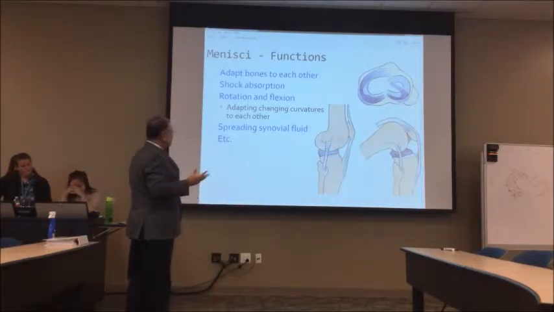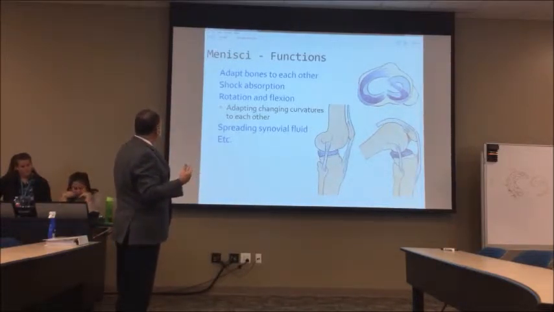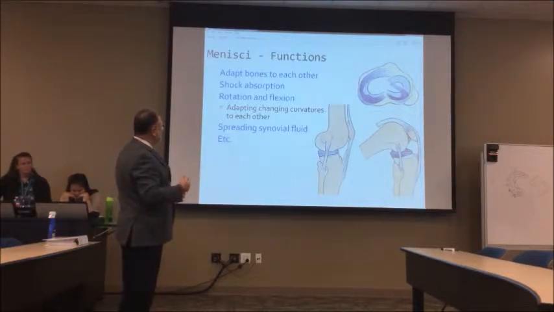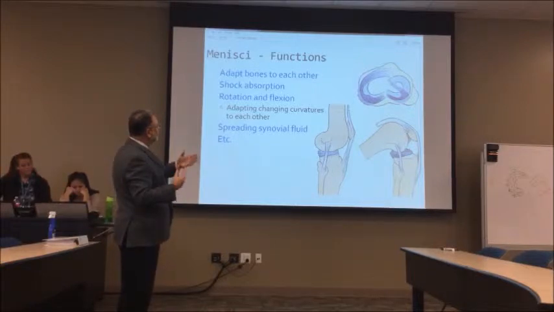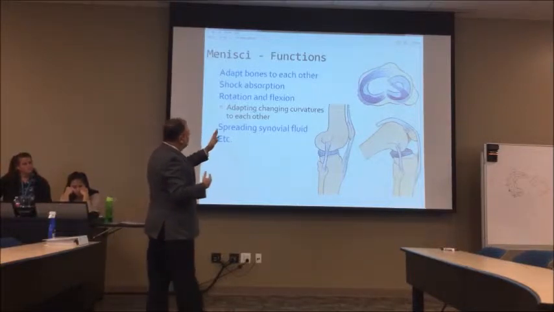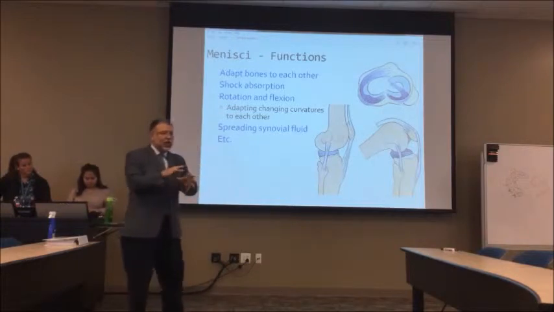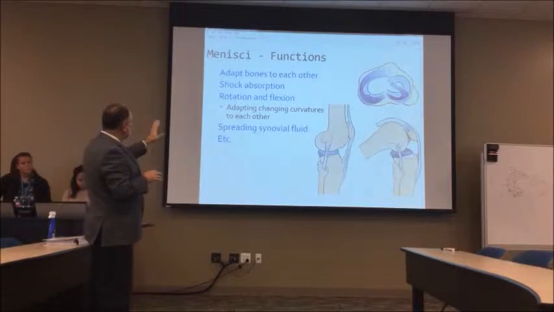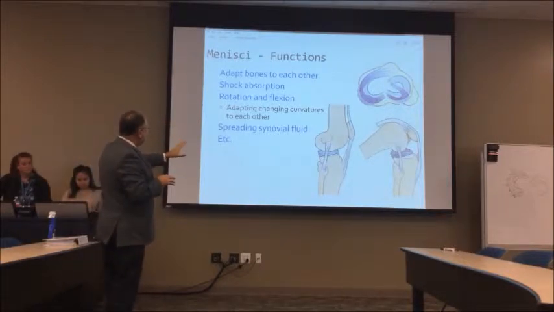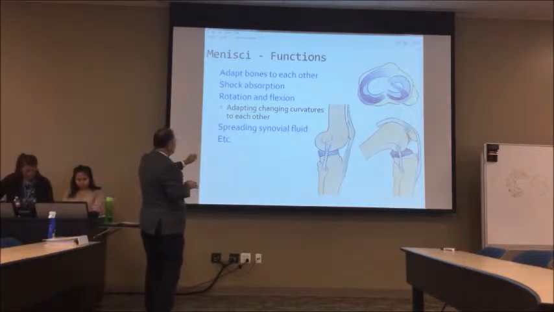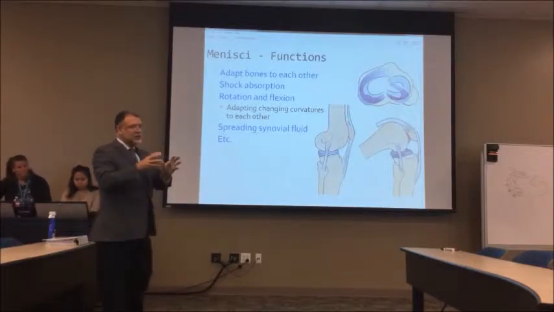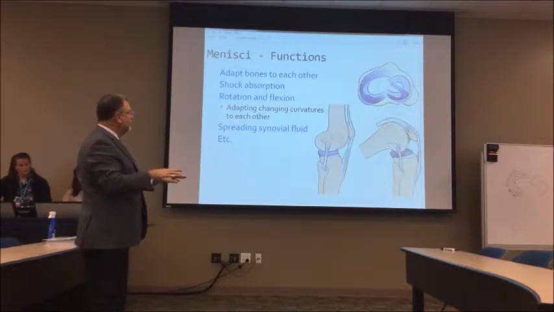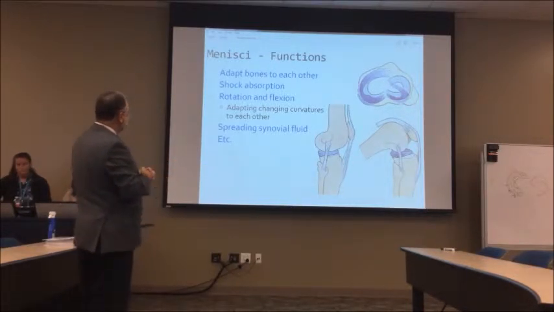So, like I said, it works like a shock absorber. They adapt to the bones of the femur and the tibia, and for specific movements such as flexion and extension, the menisci will change their shape a little bit in the gliding motion. So rotation and flexion are going to adapt, and they're going to change the curvature to each other. By doing this, the synovial fluid within the joint is going to expand and be distributed a little bit more efficiently.